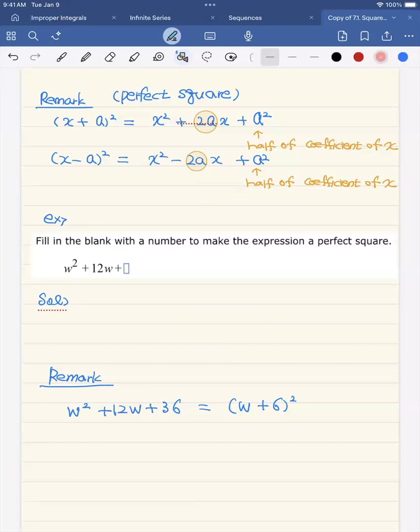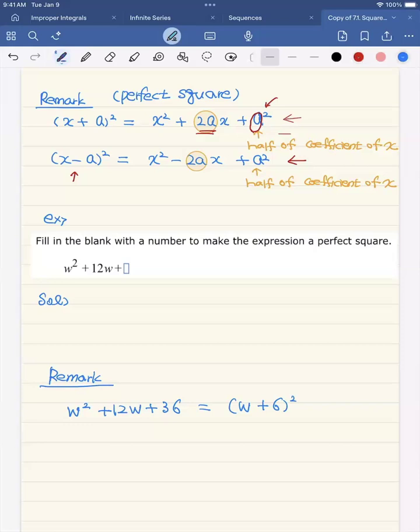When we say perfect squares, there are two forms, x plus a squared or x minus a squared. When we use FOIL and expand that out, we have x squared plus 2ax plus a squared. The other one, if the middle part is minus, then that is x squared minus 2ax plus a squared. What is important to remember is the last number is a certain number squared, and that base number is half of the number written in front of x. Always remember.